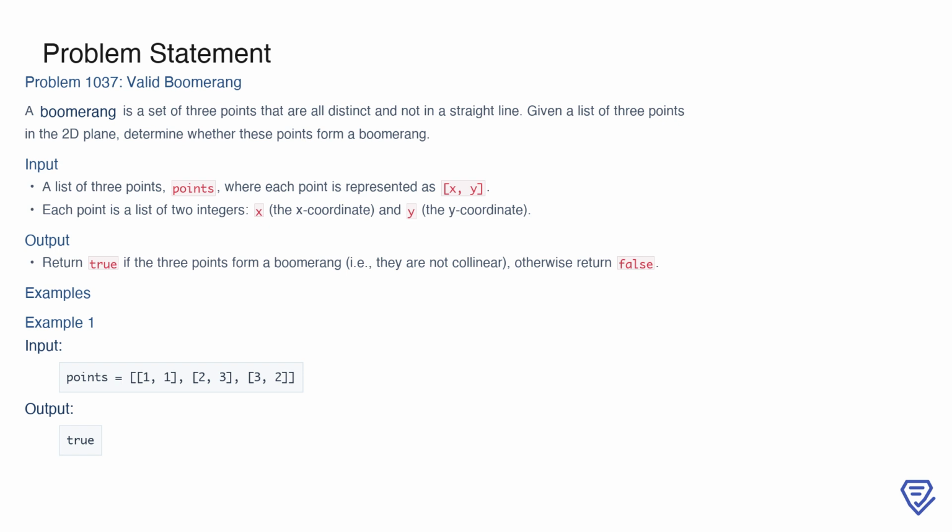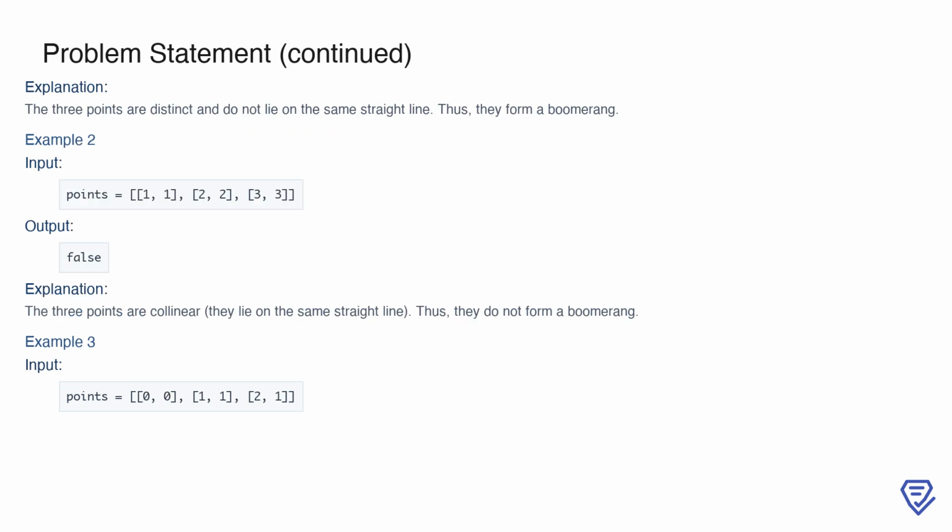For example, consider the input [1, 1], [2, 3], [3, 2]. These 3 points are distinct and not collinear, so the output is true. Now, let's look at another example to deepen our understanding. Take the input [1, 1], [2, 2], [3, 3]. These points lie on the same straight line, which means they are collinear. As a result, they do not form a boomerang, and the output is false.